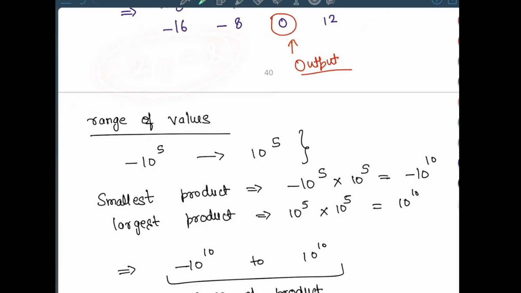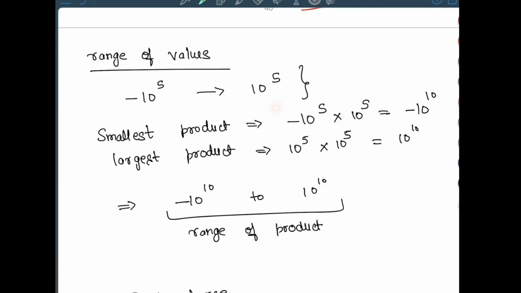So the thing is, the smallest product possible is 10 to the power 5 negative multiplied by 10 to the power 5 positive, which is -10 to the power 10. The largest product possible is when both the arrays have a value like 10 to the power 5 and 10 to the power 5. Then the largest product possible is 10 to the power 10.